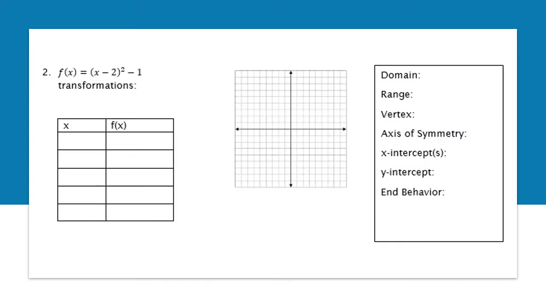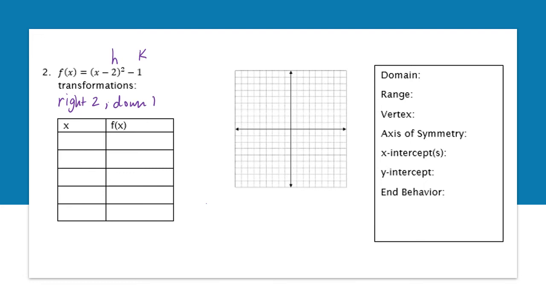Let's talk first about what our transformations are. If I look at my function, I don't have an A value, so that means I don't have to say anything about the graph having a stretch or a shrink. I see that inside the parentheses, my H value is -2. So that means this graph is actually going to get shifted to the right 2, and then my k value is -1, so that means this graph will be shifted down 1.